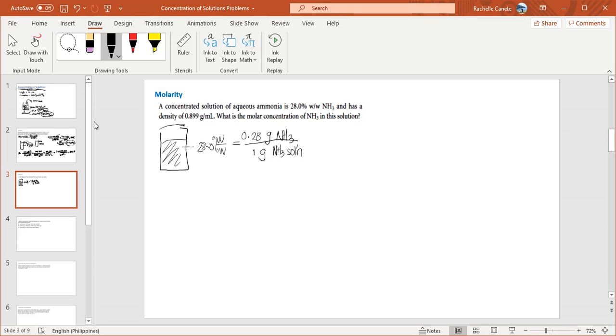Okay? Now, you're also told that this solution has a density of 0.899 grams per ml. Now, what does density mean? It's actually 0.899 grams of the solution, ammonia solution, per ml of ammonia solution. Okay, so basically class, density is really the weight relative to the volume. So the solution is weighed, and then the volume is also taken. And then you just solve it relative to 1 ml so that the ml cancels. Okay, relative to 1 ml.